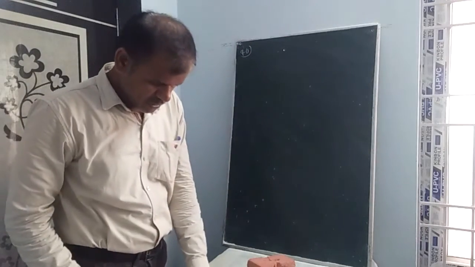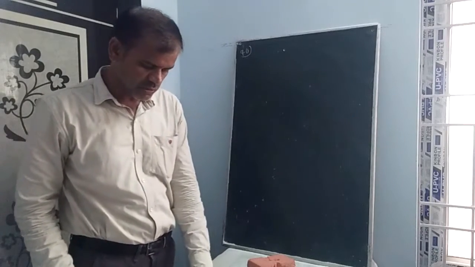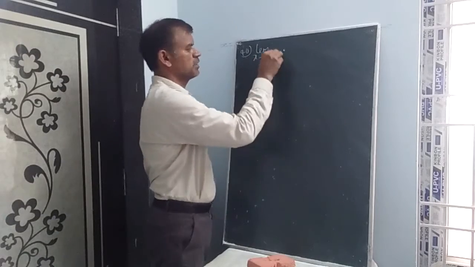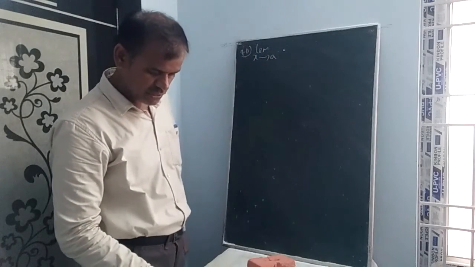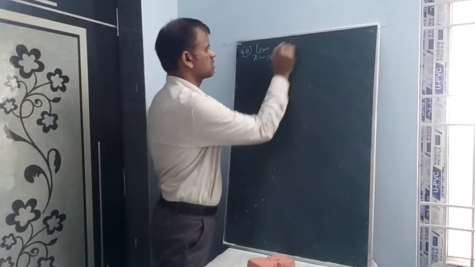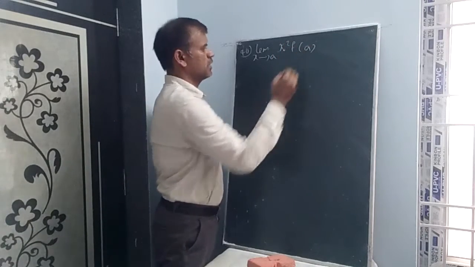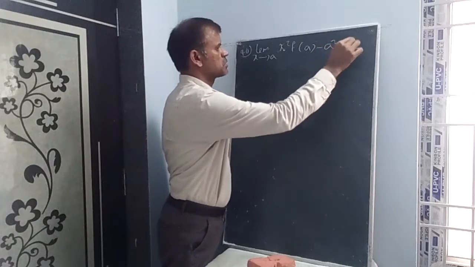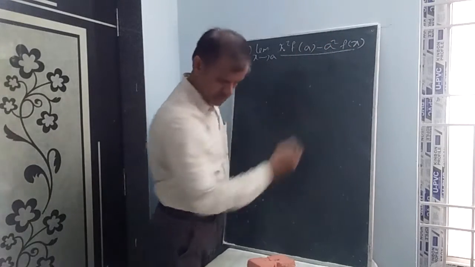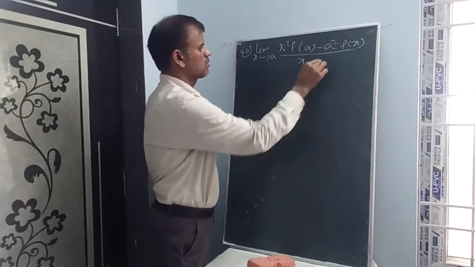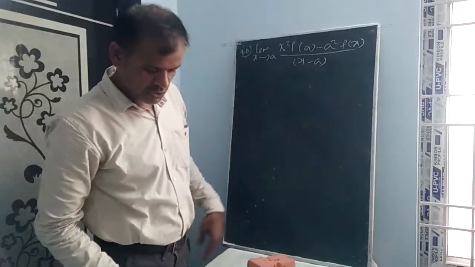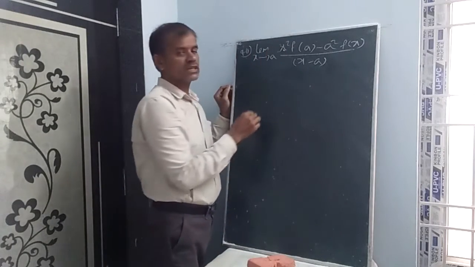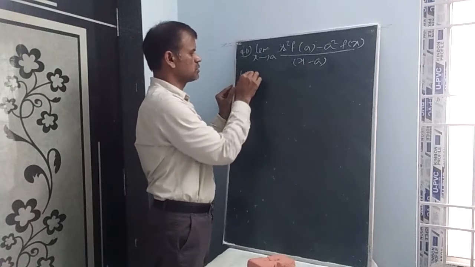Question number 40. A function f of x is differentiable at x equal to a. We are already given the hint that the function f of x is differentiable at x equal to a. So limit x tends to a, we need to calculate the limit of x square into f of a minus a square into f of x, whole by x minus a. We need to calculate this limit using L'Hospital rule, because he has given differentiable at x equal to a.